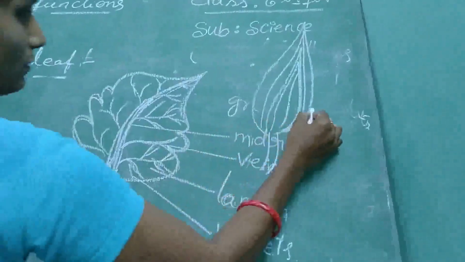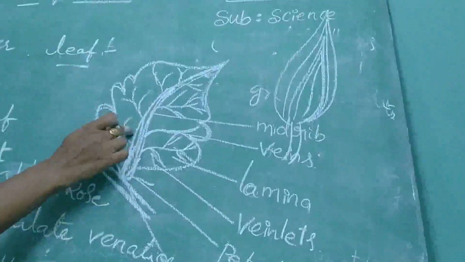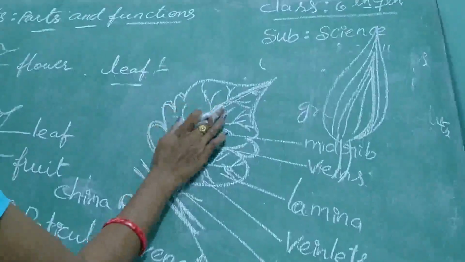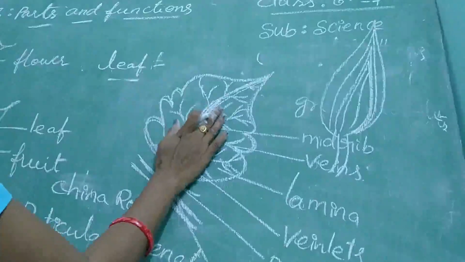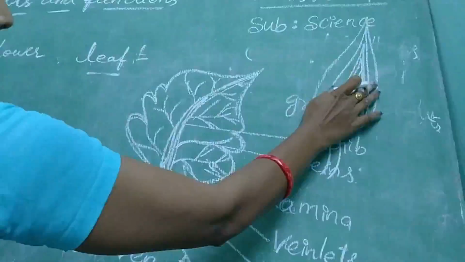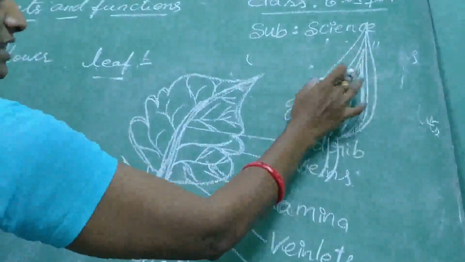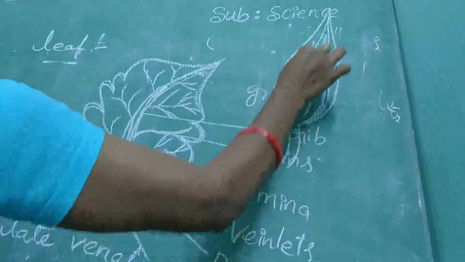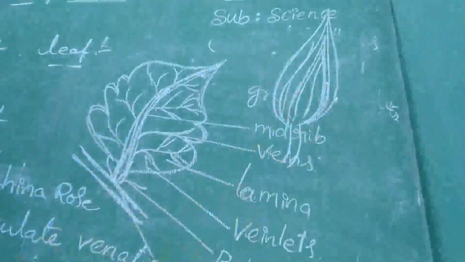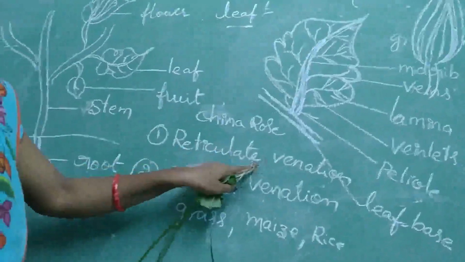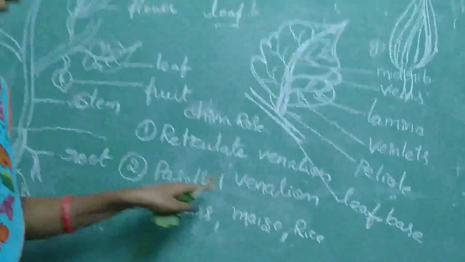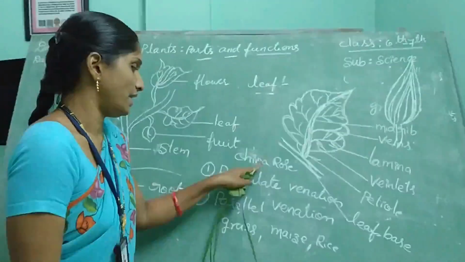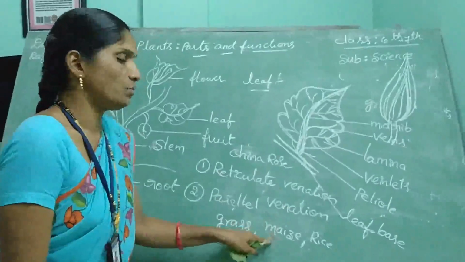This is parallel venation, and this is reticulate venation. They are quite different from each other. This is a web-like venation where the veins differ from one another, and this is a parallel venation where each vein is similar and the same, a very thin structure. Reticulate venation occurs in dicotyledonous plants, and parallel venation in monocotyledonous plants. The example of reticulate venation is China rose, and of parallel venation is grass, maize, rice, etc.